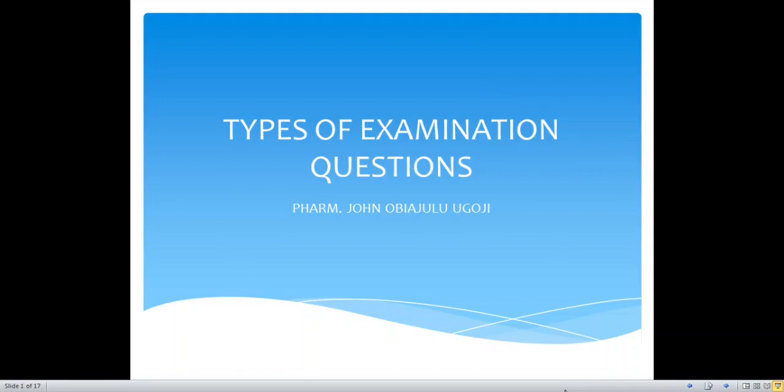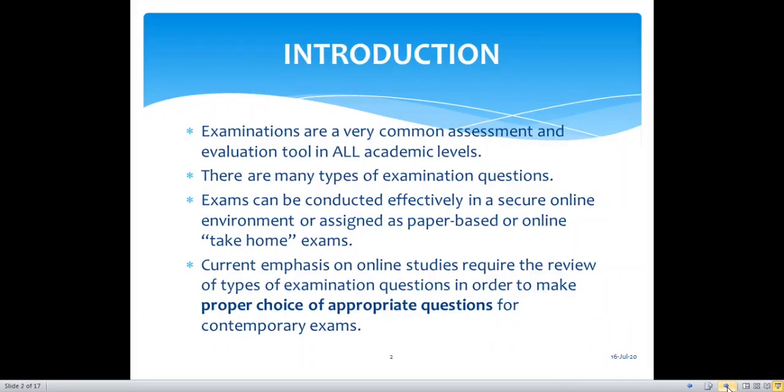Today we shall be looking at types of examination questions. Examinations are a very common assessment and evaluation tool in all academic levels. There are many types of examination questions. Exams can be conducted effectively in a secure online environment or assigned as paper-based or online take-home exams.